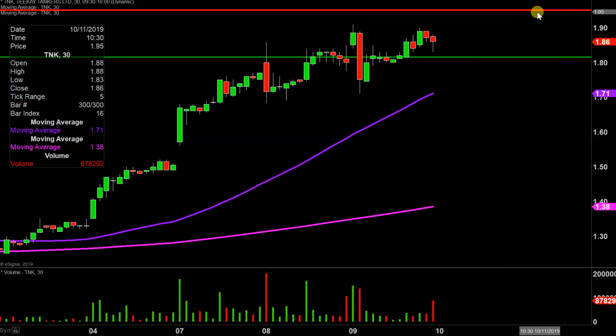As far as levels of resistance are concerned, I still have that red line up there from previous videos I've done at $1.95, so keep an eye on that. Although really, resistance levels don't matter. What do I mean by that?